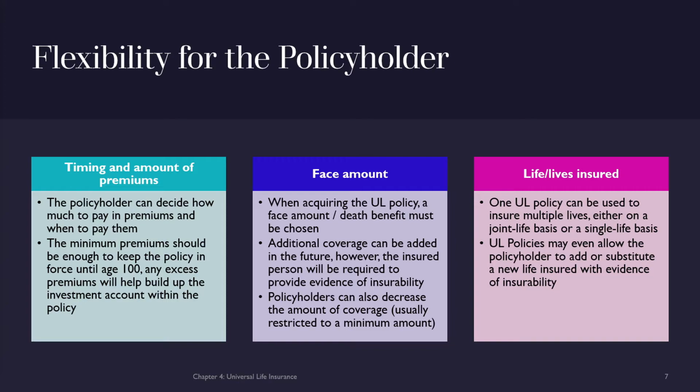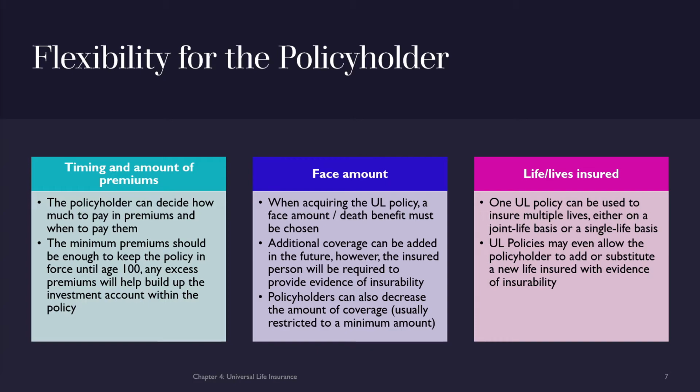The face amount: when acquiring the UL policy, a face amount or death benefit must be chosen. Additional coverage can be added in the future, however, the insured person will be required to provide evidence of insurability if they do want to add additional coverage. Policyholders can also decrease the amount of coverage.